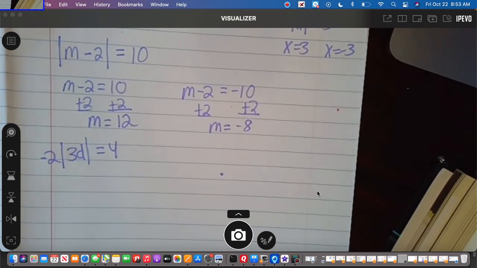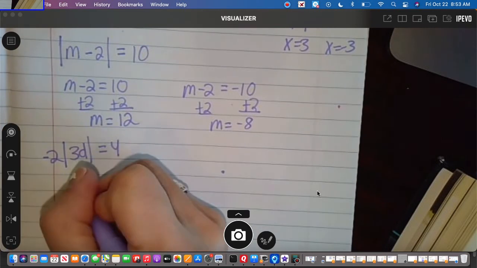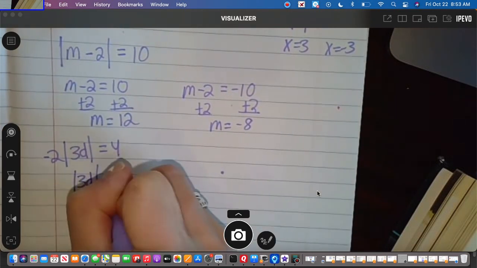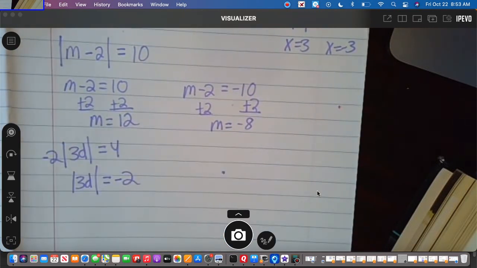Does everybody understand that? When you divided by that negative, you end up getting that the absolute value is equal to a negative number. Can it be equal to a negative number? No. So it's no solution.